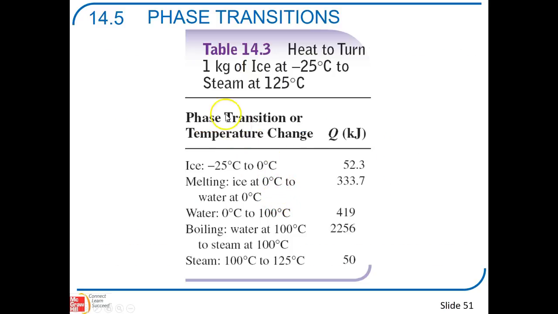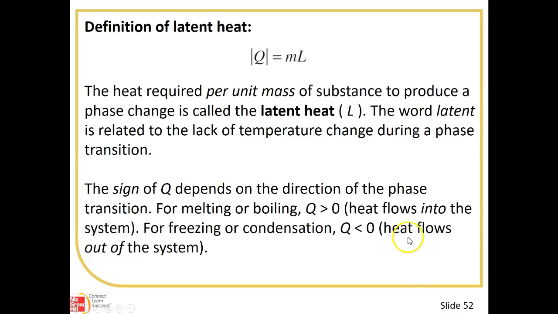Different things, you'll see that the temperature change from negative 25 to 0 is about 52 kilojoules. If you want to melt ice to go to water, it's 333, 419 to get it to go to 100 degrees, and then finally to boil it takes a tremendous amount of energy. So that's about 2,256. To get steam to go from 100 to 125 takes the least amount of energy, and that's about 50 kilojoules. So water is pretty important, as you already know, and so when we look at phase transitions for water, they're pretty important also.